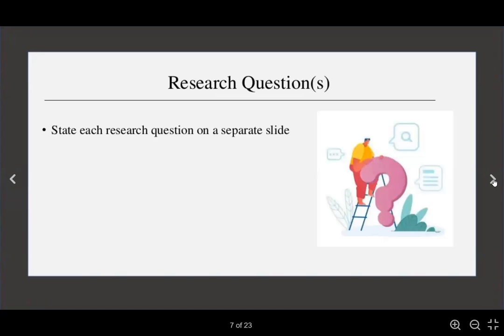Next, you will talk about your research questions. Depending on your study, these research questions can be included on one slide, or you can spread them out across various slides. Here's where you can also begin to talk about your hypotheses.